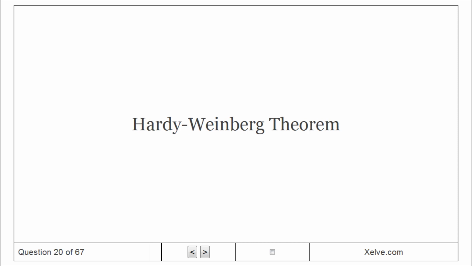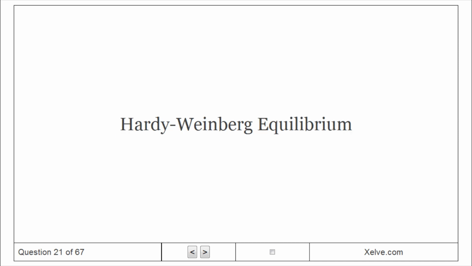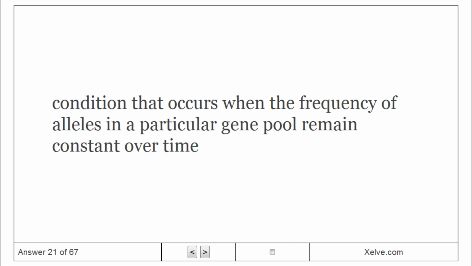Hardy-Weinberg theorem states that the frequencies of alleles and genotypes in a population's gene pool remain constant over the generations unless acted upon by agents other than Mendelian segregation and recombination of alleles. Hardy-Weinberg equilibrium: the condition that occurs when the frequency of alleles in a particular gene pool remains constant over time.